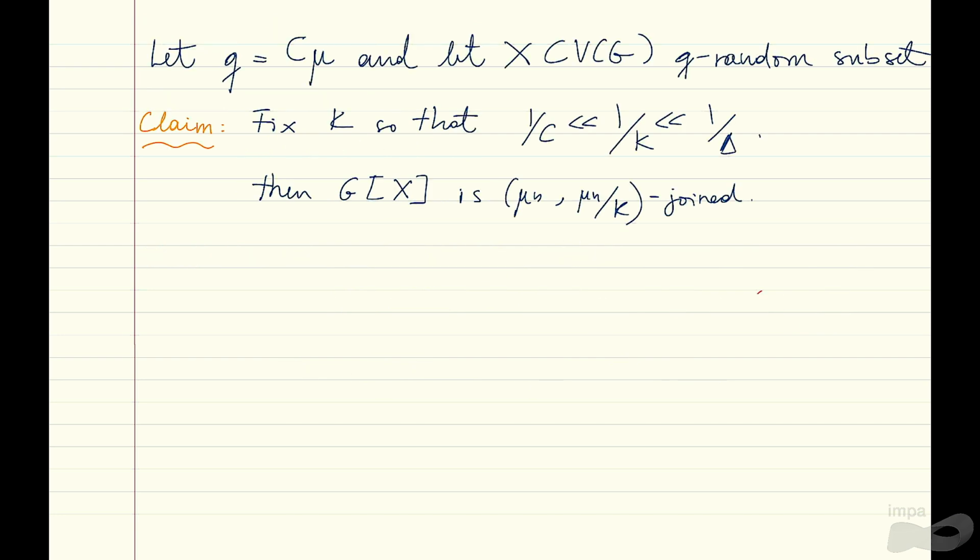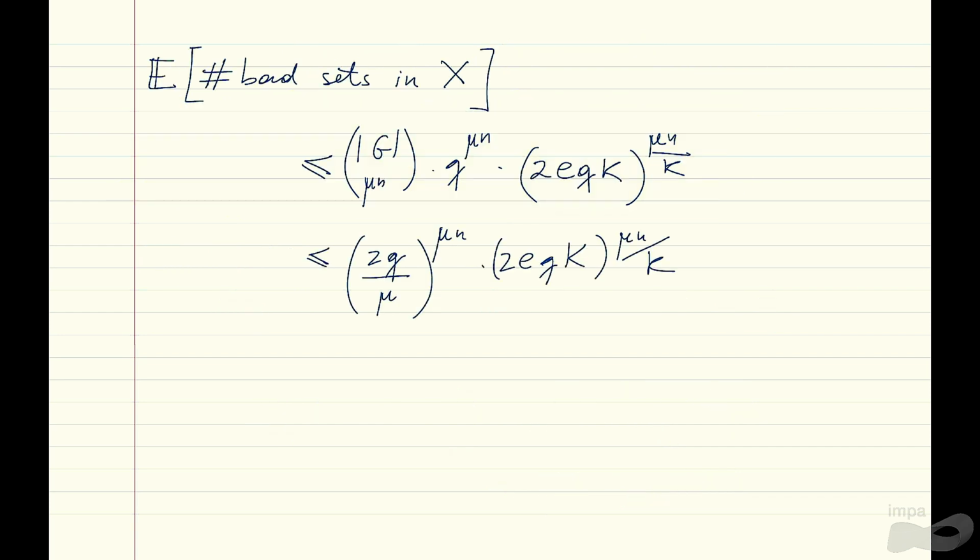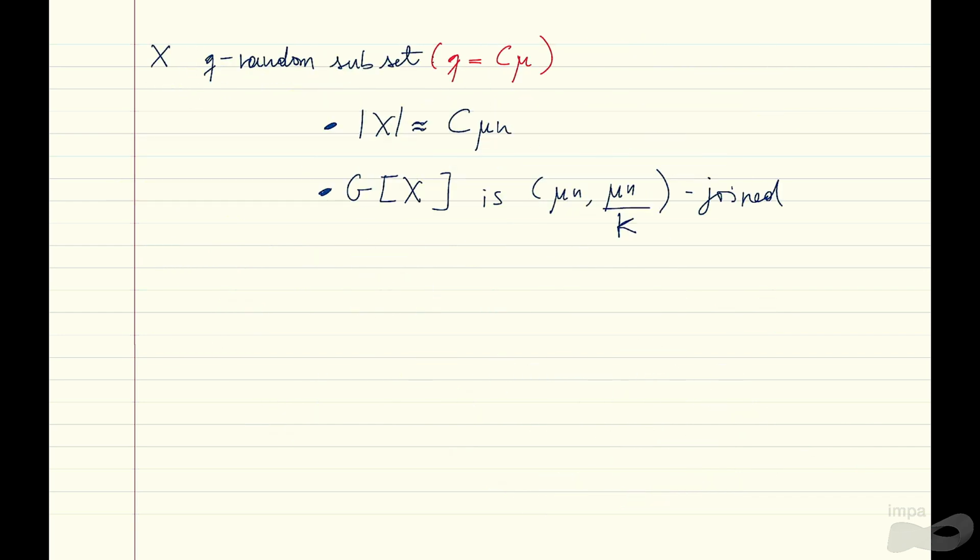And the very nice idea is that if you take a random subset, you can shrink the size of the non-neighborhood by some constant factor. Instead of having mu n joined, now we can reduce one of these parameters by some factor k, as small as we want. I don't want to show you the proof, but it's just a first moment calculation. Good. So this is the conclusion.